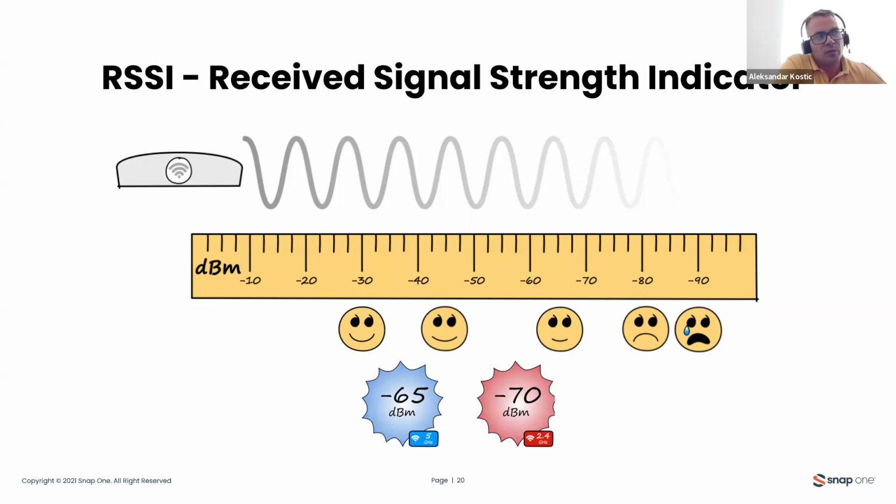So just remember that even if you have a really poor connection, like minus 80 or even minus 90, that doesn't mean that you cannot connect. You will be able to connect, but your connection will break really fast. Your speed will be really bad. You will have a lot of lost packets. So the fact that you are connected doesn't mean that your signal is good. Signal ideally should be better than minus 65.